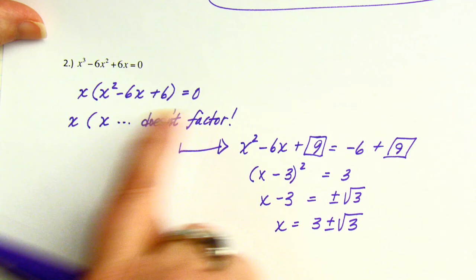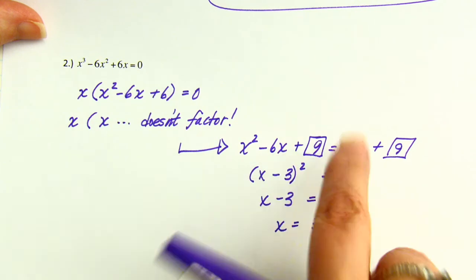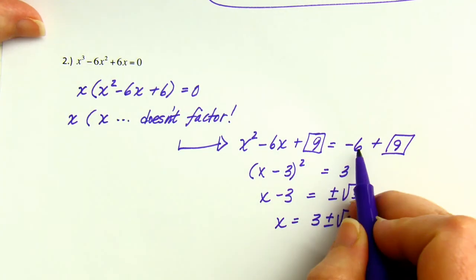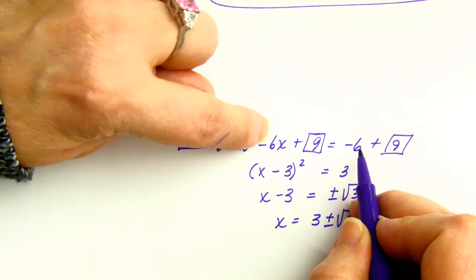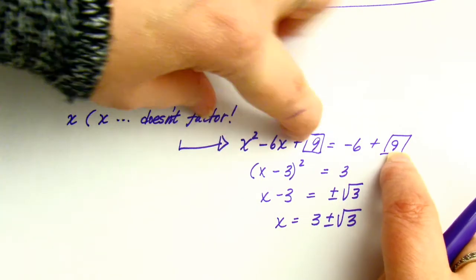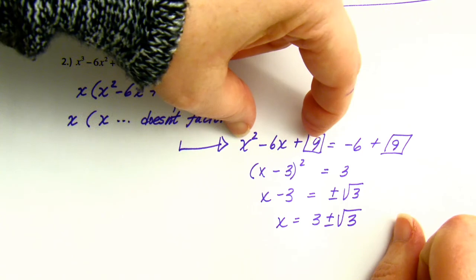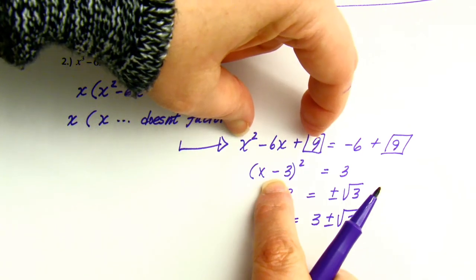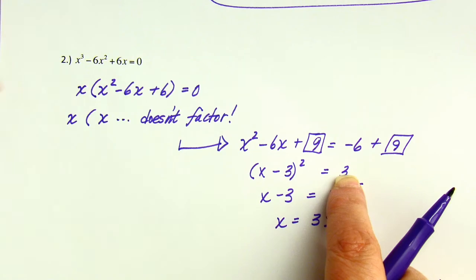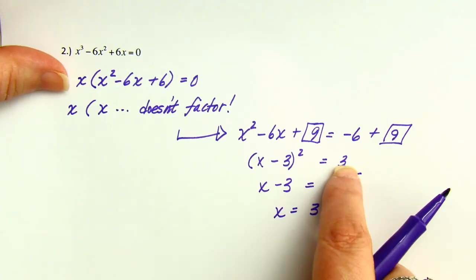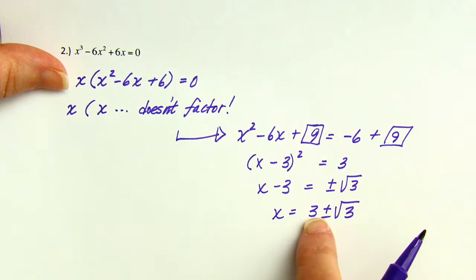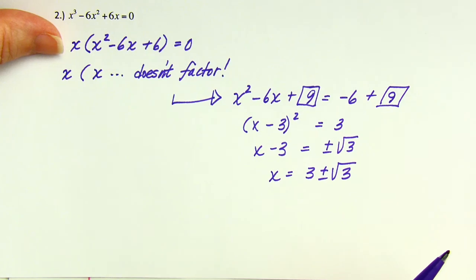So take this part and complete the square. Move the constant 6 over, it becomes negative. Take half of negative 6, negative 3 squared is 9. That's what you add to both sides. On the left side, this is a perfect square trinomial. It factors into one single binomial squared. Negative 6 plus 9 is 3. Take the square root of each side. I get x minus 3 equals plus or minus the square root of 3. Add the 3. I get x equals 3 plus or minus root 3.